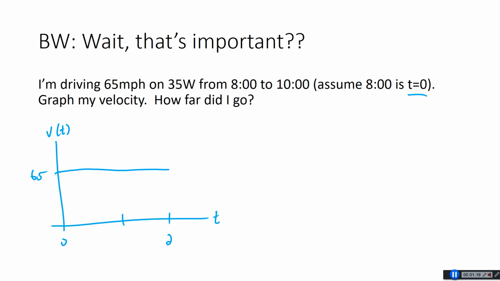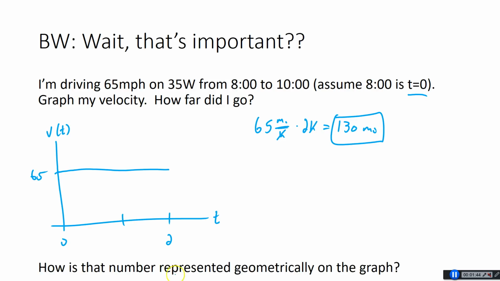So the question of how far I went, well, for those of you that are taking physics, you can figure this out pretty fast, right? I went 65 miles per hour for 2 hours. You can even just think about it in terms of dimensional analysis. 65 miles per hour multiplied by 2 hours. The hours cancel. You end up getting 65 times 2 is 130 miles. Now, the question is, how far did I go? Well, 130 miles. And then the next question is, how is that number represented geometrically on the graph?